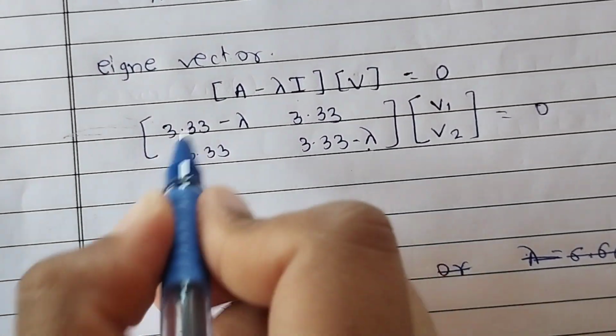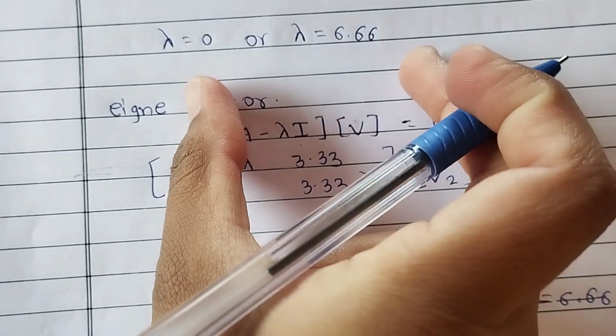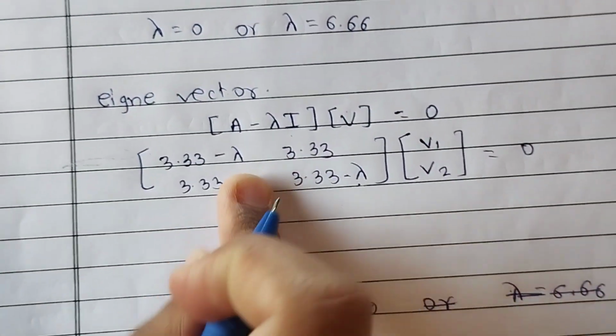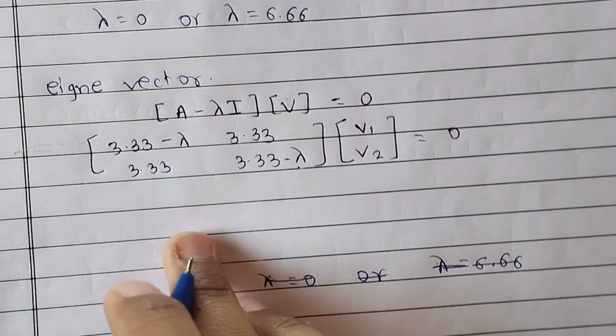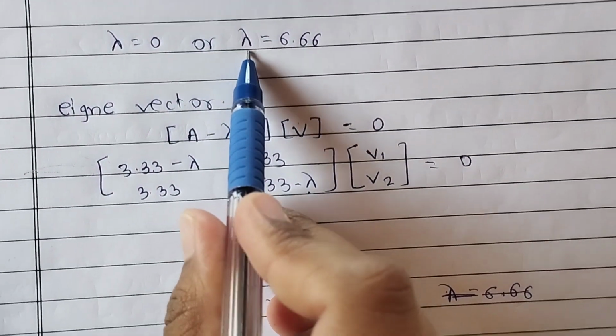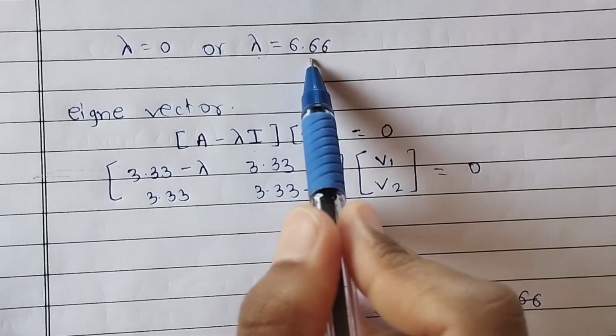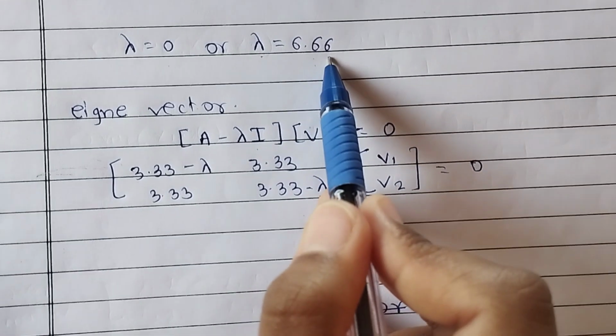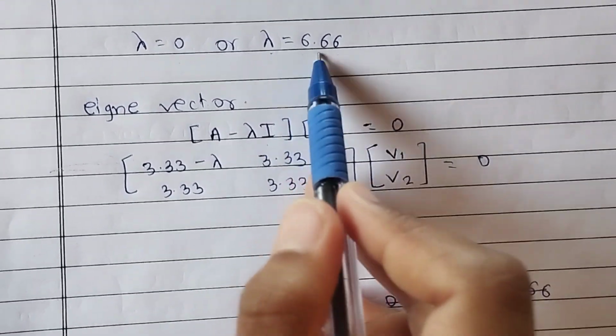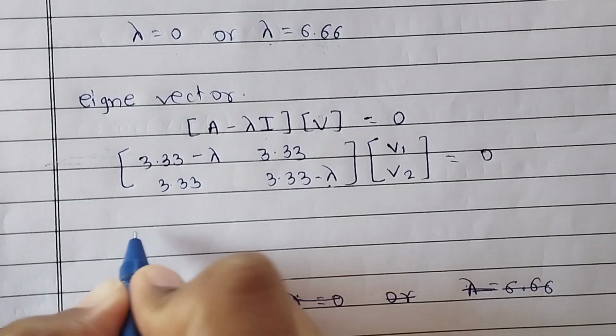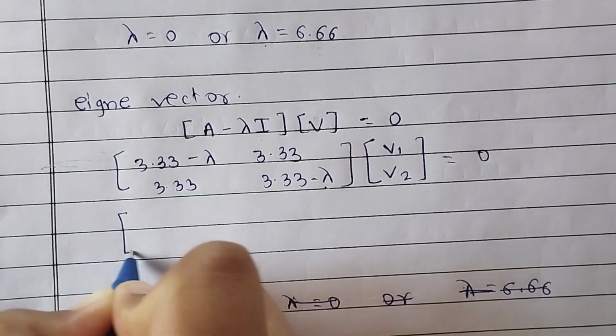Now next, we have two values for lambda. So which value do we put here? Always select the larger value of lambda. So from 0 and 6.66, this term is larger, so we consider this greater value. Now we solve this.